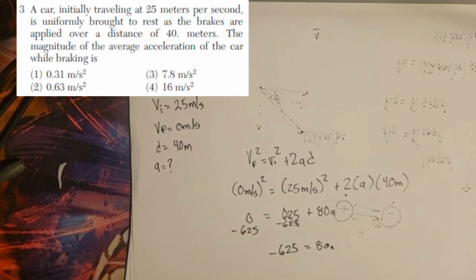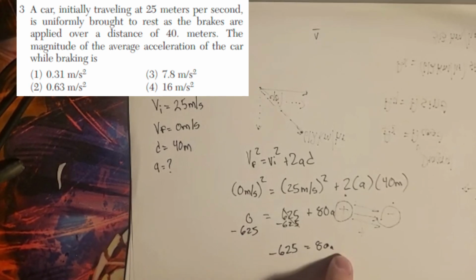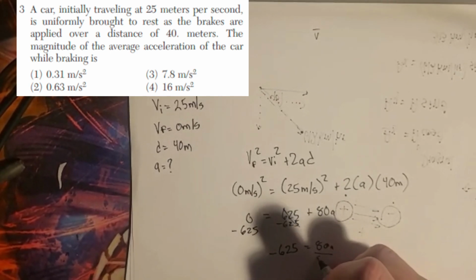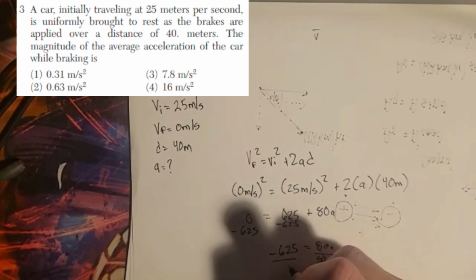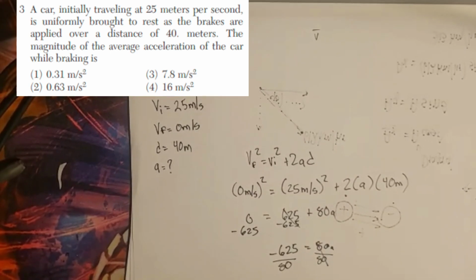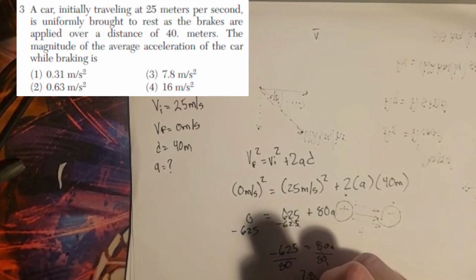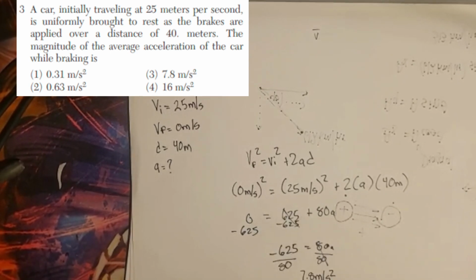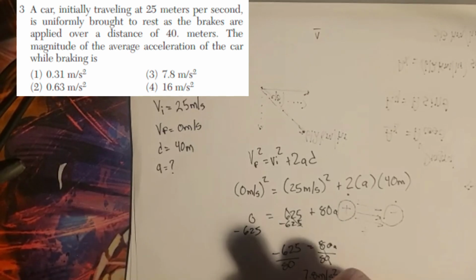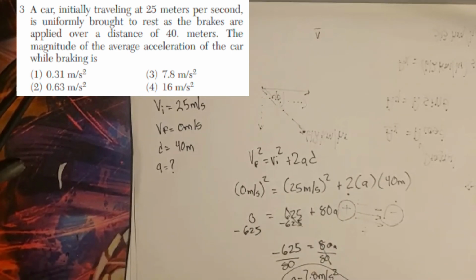And again, you do the inverse operation. Now we want to get A alone. 80 times A, divide away the 80, right? Division is the opposite of multiplication, so you divide that thing away. 625 divided by 80. Let's see what that is. That's going to give you 7.8 meters per second squared. Meters per second squared, because that's what we measure our acceleration in. And there you go.